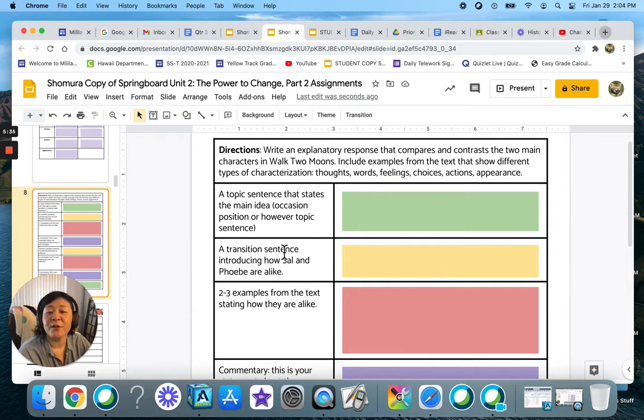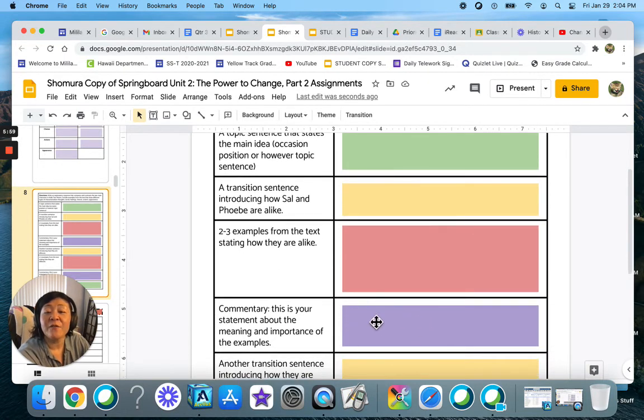Then you're going to have a transition sentence. Remember, it needs transitions, introducing how Sal and Phoebe are alike. So you have to now look for ways that they are similar. Comparing that they are the same here. One sentence. And then the reds will be all the examples, and you can pull it from the chart. What are some examples of how they are similar? And then we have the purple. Remember commentary, where you're making a comment? Commentary, this is your statement about the meaning and importance of the examples. This is something that you're noticing about these examples of how they are alike.